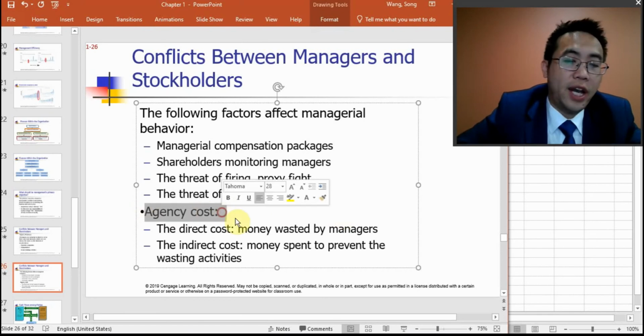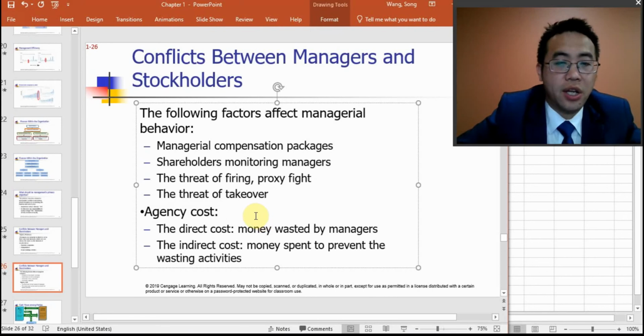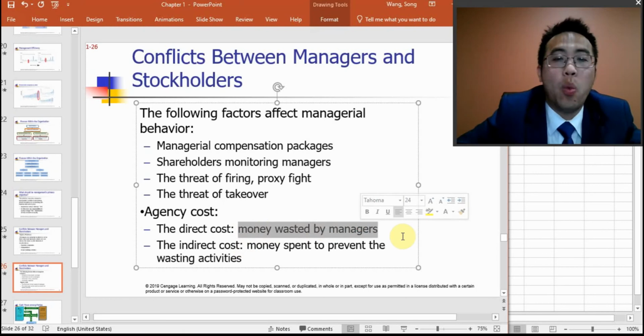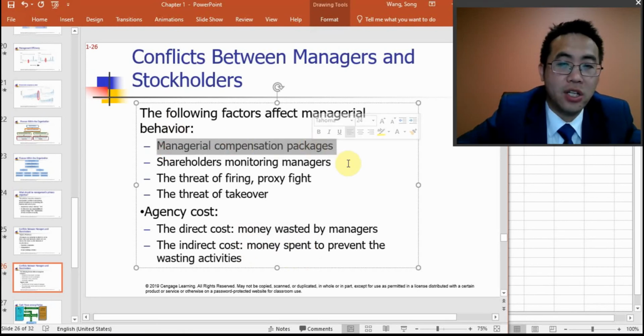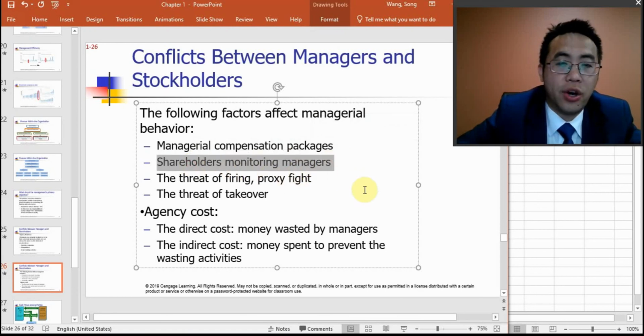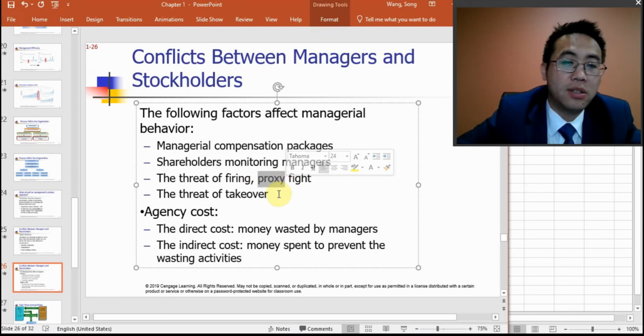So in terms of agency cost, there is direct agency cost and there's also indirect agency cost. The direct agency cost basically is the money wasted by the managers on their own luxury office, corporate jet, and expensive golf club memberships. The indirect cost would be the money spent by the shareholders in order to prevent all those wasting activities mentioned before. And the money spent here could be in the managerial compensation packages in forms of stocks and options, could be the money paid to the third party to monitor the managers, or could be the money paid to proxy, and so on.